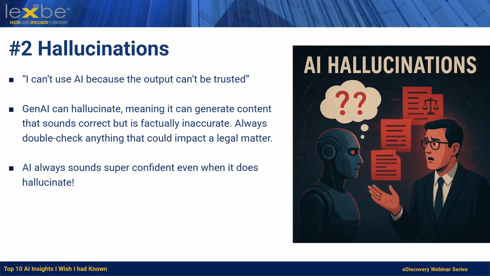Second one is hallucinations. We're just tackling all the big ones here. I can't use AI because the output can't be trusted. And we've seen people early on use it as if it was a search engine, and then just take the result and paste that in as the final answer. You can't do that. Hallucinations are possible. Anything that you use, you have to double check. You have to check the references it comes up with. You have to double check that everything is correct.